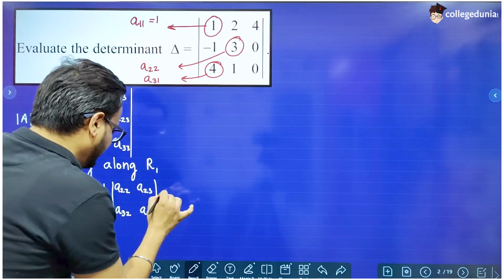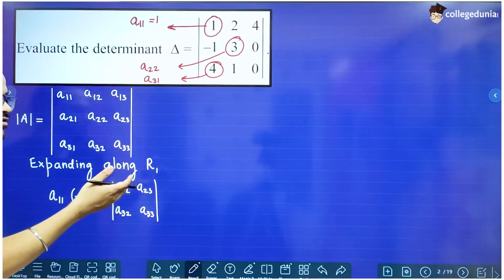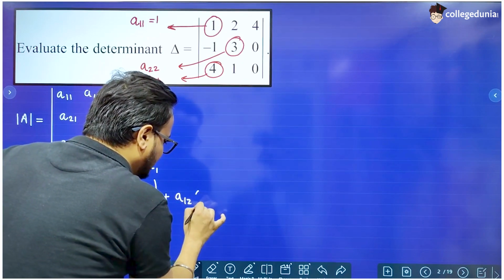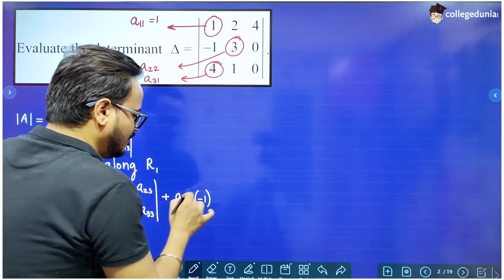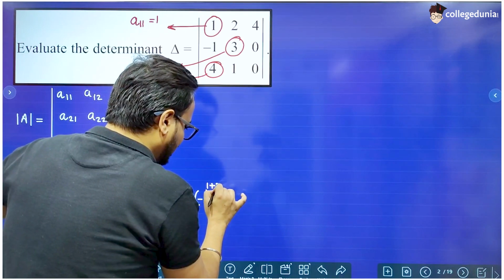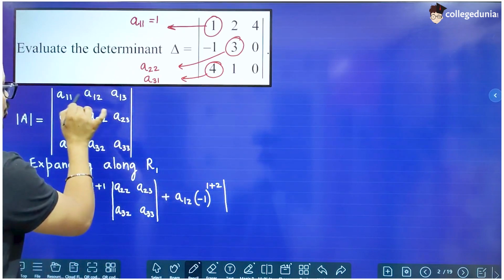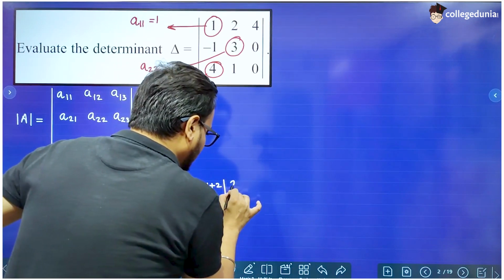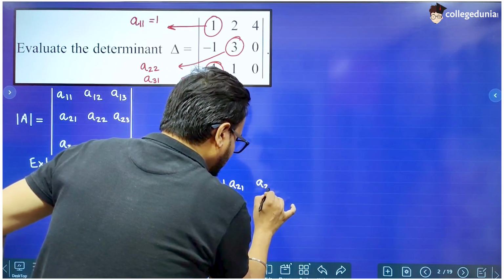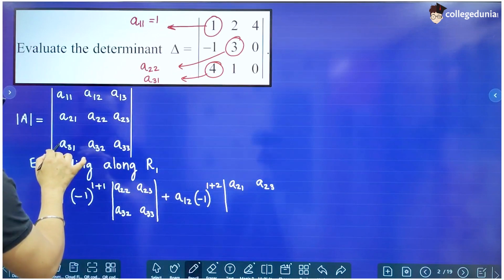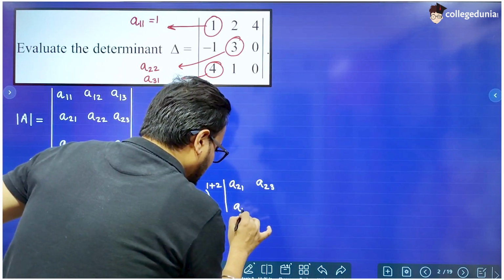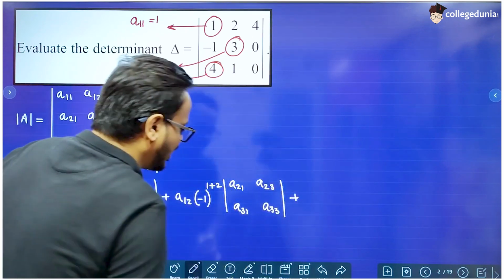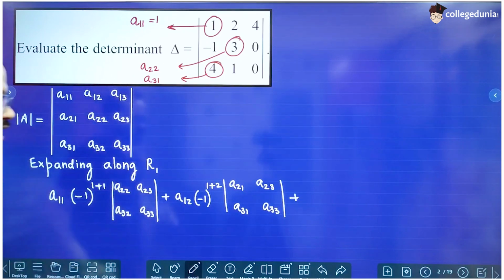And now, because we are expanding it along R1, we will take the second element of R1, plus A12, and we will repeat the same procedure. -1 to the power 1 plus 2, leave the row and column of this element, and we are left with A21, A23, A31, A33. Plus, now again repeat the same thing with the third element.